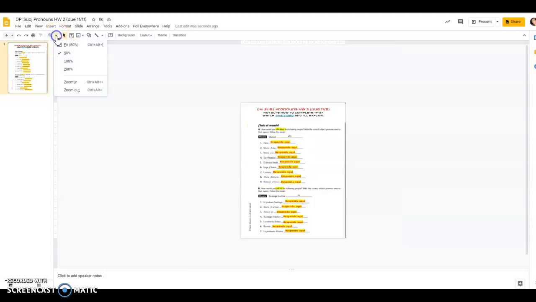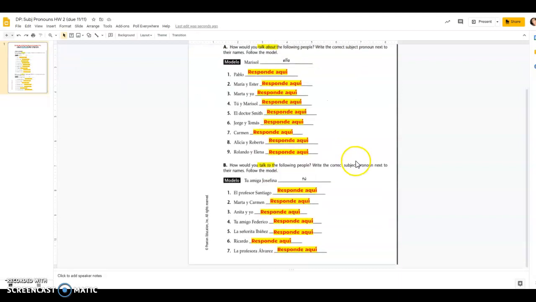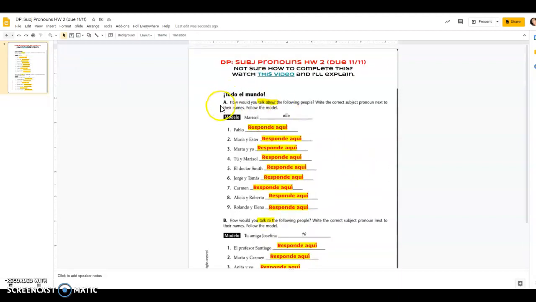So that's super tiny. So I'm going to zoom in to 100. And then I can scroll up and down. Part A says, how would you talk about the following people? Write the correct subject pronoun next to their names. Follow the model. So the model says Marisol. That's just somebody's name. It's a girl's name.